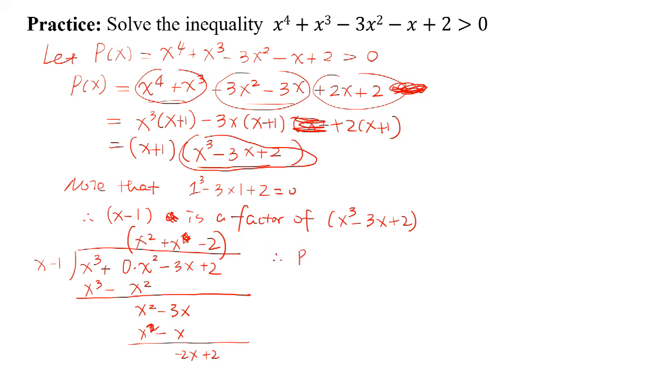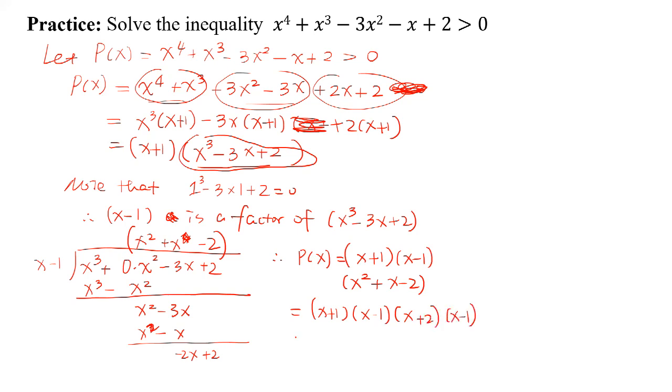Okay, so we know that p(x) is (x plus 1) times (x minus 1) times (x squared plus x minus 2), right? And this can be further factored to (x plus 1)(x minus 1) times (x plus 2)(x minus 1), right? Which is (x minus 1) to the power of 2 times (x plus 1) times (x plus 2), right? And then we can sketch the graph of this function. So it has 3 zeros, right?